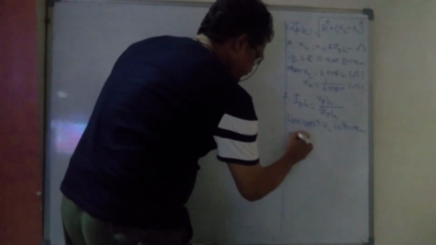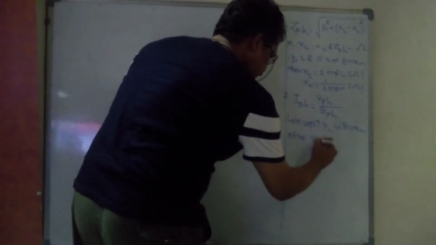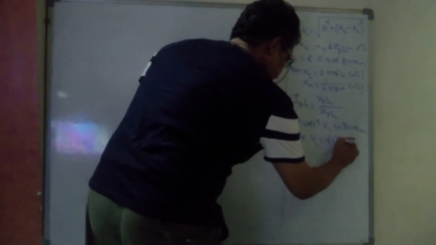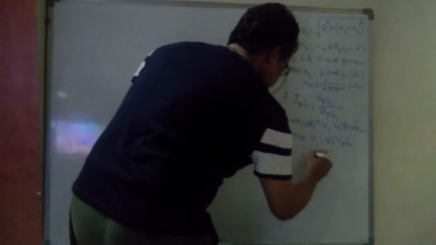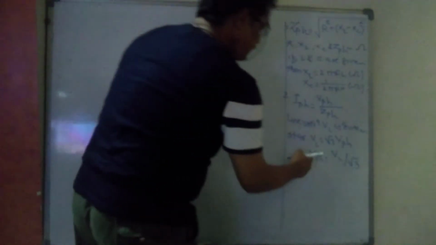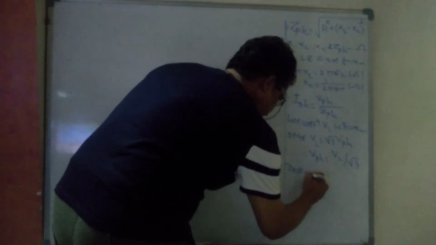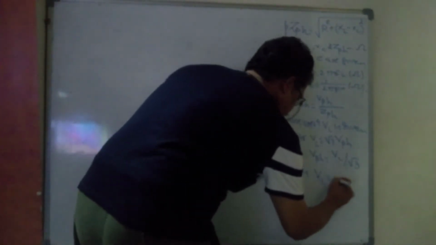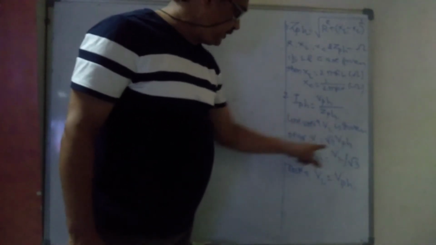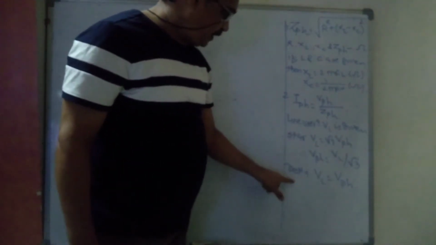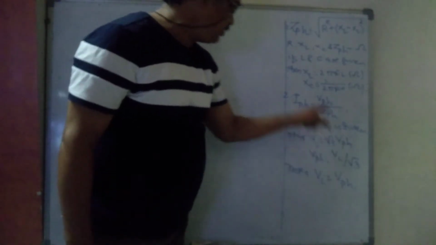Now for star, this VPH you have to use here. And for delta, this we have studied in previous derivations. For star, VL is equal to root 3 VPH, so VPH is VL upon root 3. And for delta, VL is equal to VPH. These two values you have to use here. That is the second value, IPH.